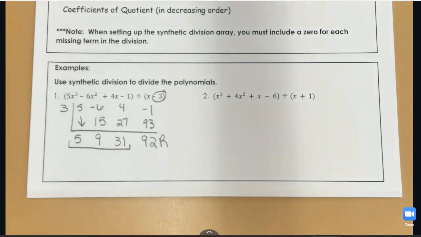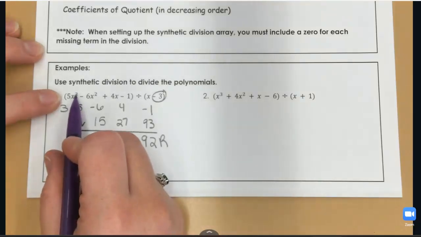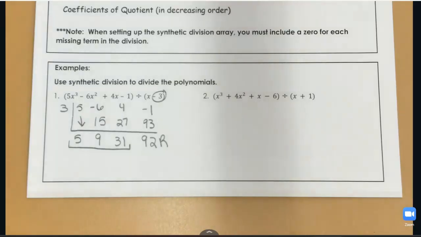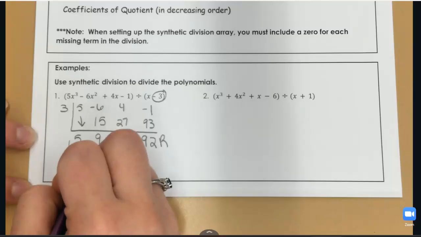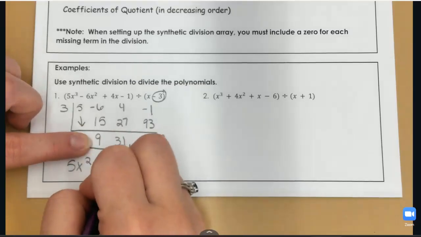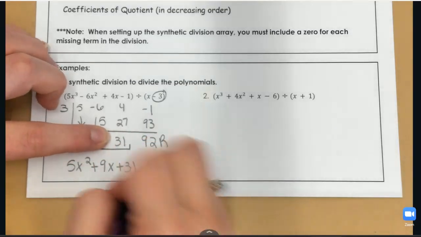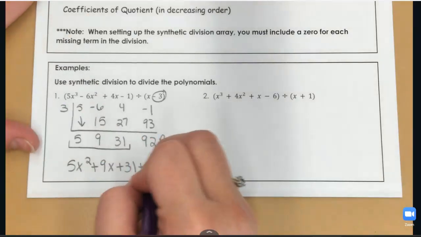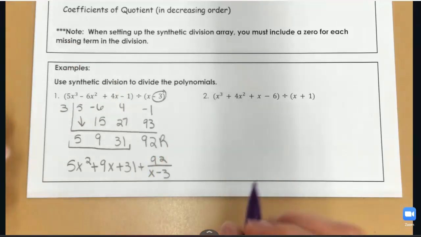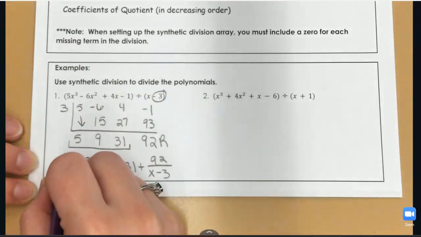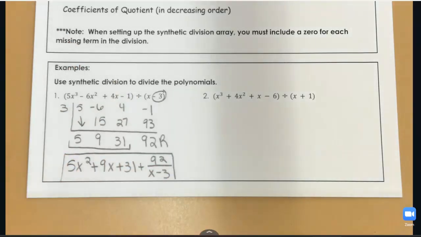Now your result is going to start with one exponent less than your initial dividend. So if I started with x cubed, that means my answer is going to start with x squared. So my answer will be 5x squared plus 9x plus 31. Then I have my remainder, and that is going to be 92 divided by our divisor, which was x minus 3. So there is our final result.